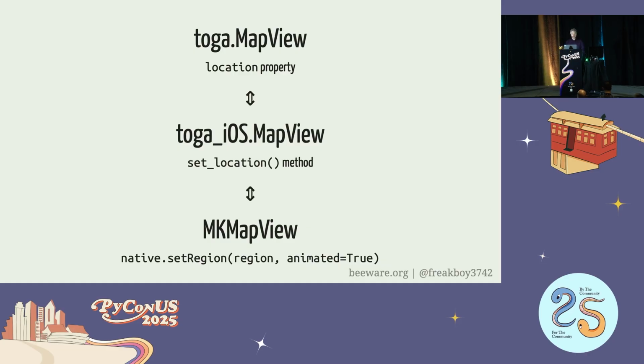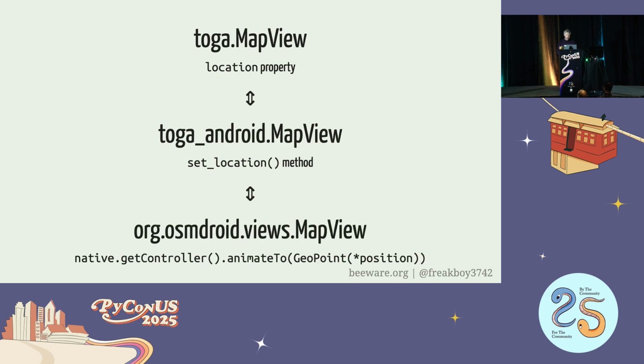When you call set location, it uses a Python representation of an iOS MKMapView instance and calls set region on that instance, because that's the native API for setting the extents of a map. It converts the provided location and the current zoom level to a region that will map on the display. On Android, the same layered structure exists, but it's connected to an OSMDroid MapView, and it gets the MapView's controller and tells it to animate to a GeoPoint.